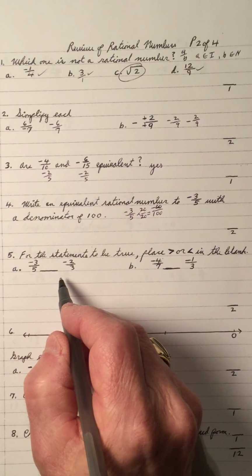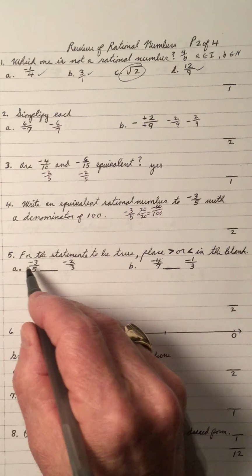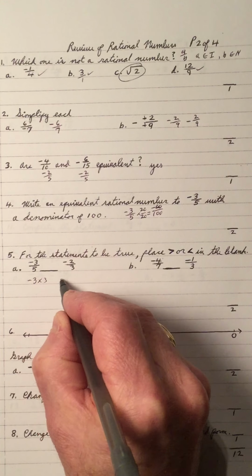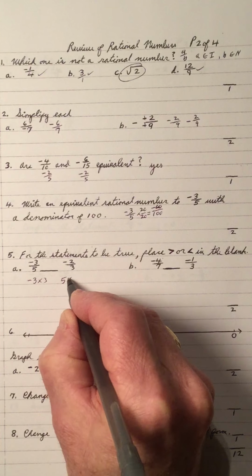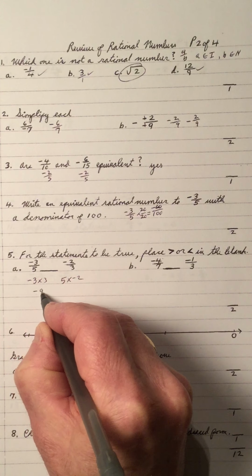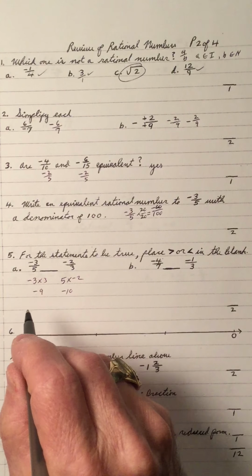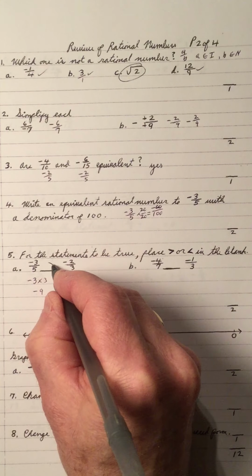So there's 2 ways to do this. Notice I have no negative in the bottom, so I can go negative 3 times 3 and 5 times negative 2. Negative 9. Negative 10. On the number line, a negative 9 is to the right, so that's a greater.